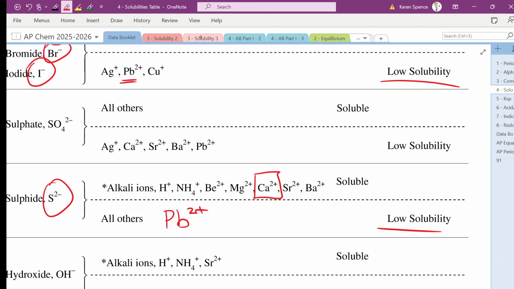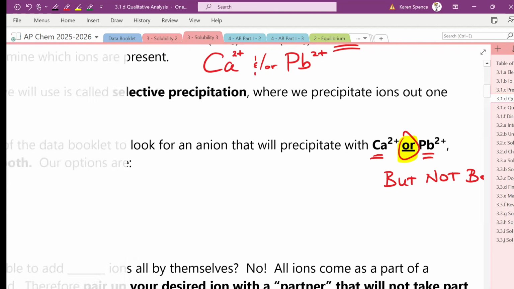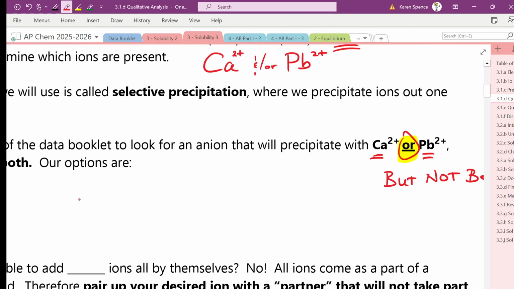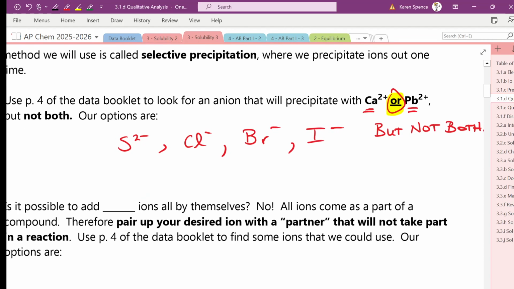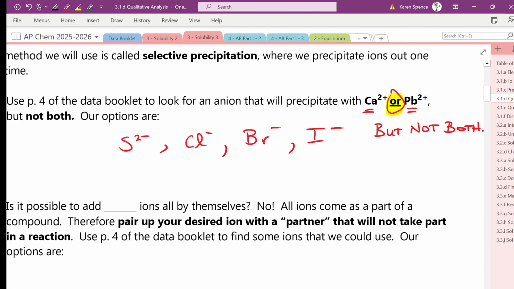So our possibilities then are sulfide, chloride, bromide, and iodide. I would like you guys to pick one for me. Which one do we want? Bromide? Okay. Is it possible to add bromide ions all by themselves? Can I go get a jar of bromide ions?